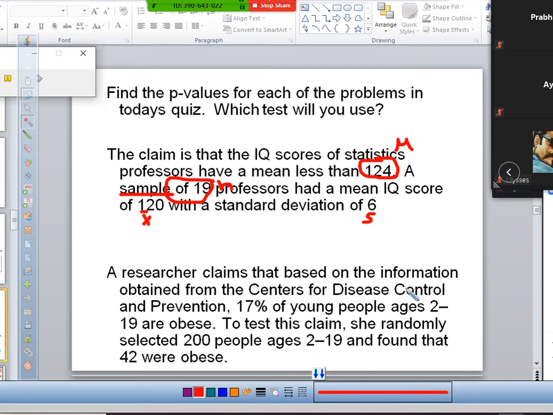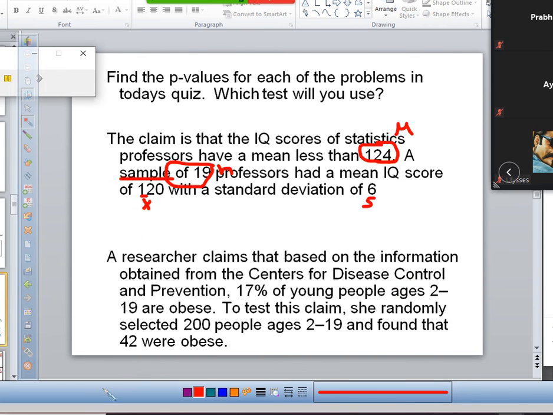So now we're going to go back to the second problem on your quiz, where the researcher claims that, based upon blah, blah, blah, 17%. That's my claim. That's going to be my P naught, my claim. And then we had 42 out of 200 people. I think that was 10%? Well, it doesn't matter. Okay.